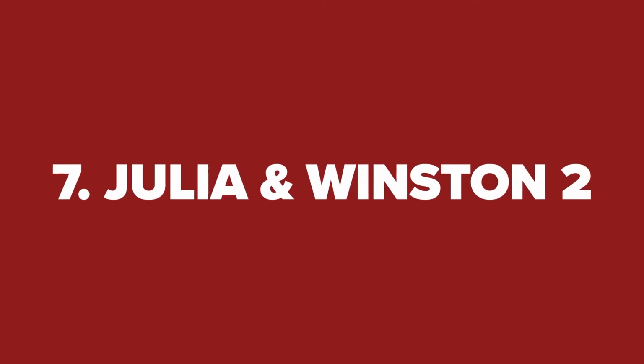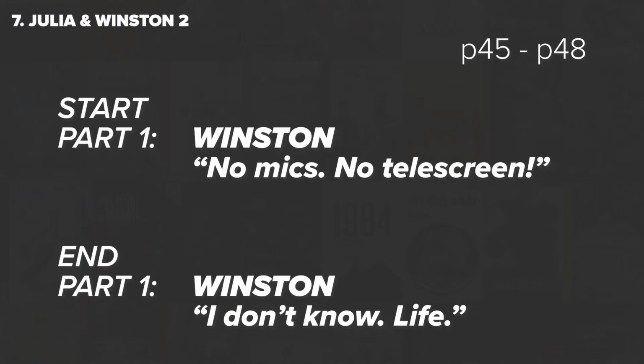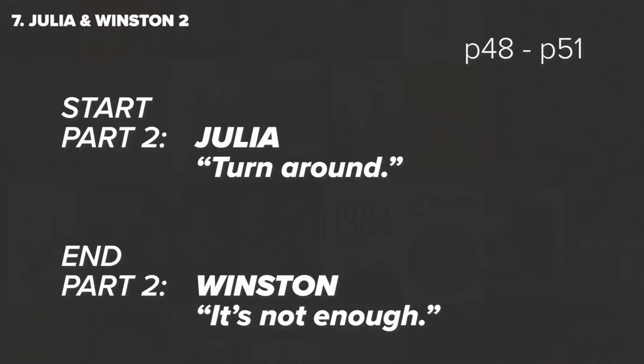Julia and Winston, too. This duologue takes place in the rear room of Charrington's shop, away from prying eyes and surveillance. Start at Winston's line, no mics, no telescreen. You may want to split this duologue into 2 halves to make it a bit more manageable. If so, end section 1 at "I don't know life." Section 2 can then start at Julia's re-entry and her line, "turn around." End section 2 at Winston's line, "it's not enough."